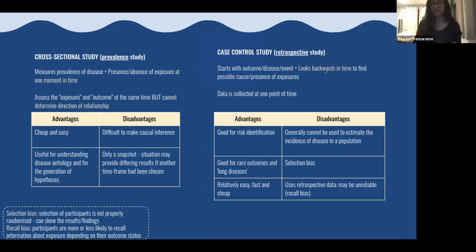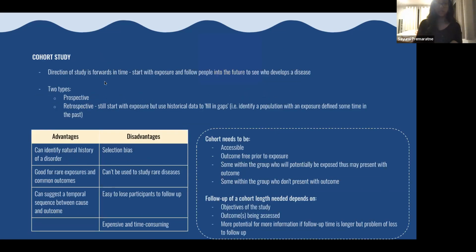So case control, we're looking back in time. So we're starting with the disease and we're going back in time to find the exposure. In a cohort study, we are starting with the exposure and we're going into the future to get the outcome. And that's a really key distinction, and it might help you become less confused when we talk about a prospective and retrospective cohort study. So prospective is what I just explained.